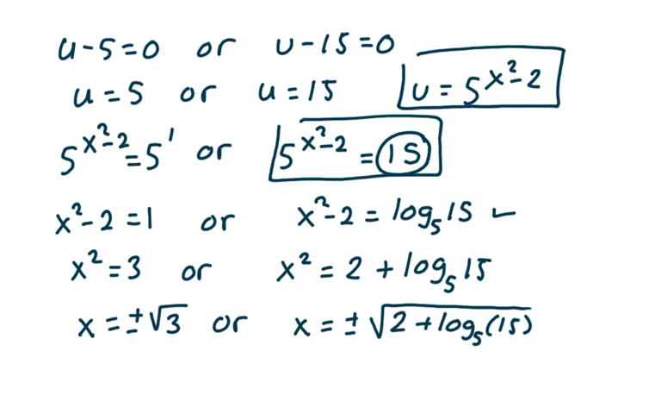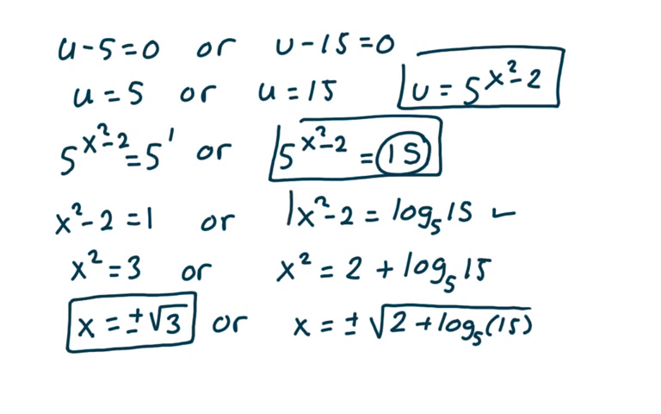So if x squared minus 2 equals 1, we can write x squared equals 3. I just add 2 to both sides. Solving for x, we get x equals plus or minus the square root of 3.